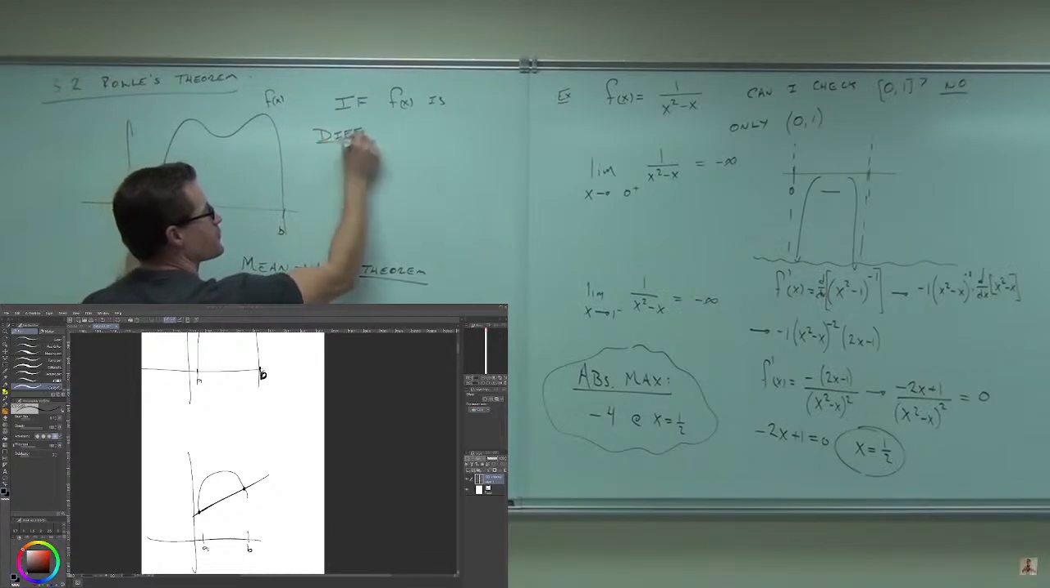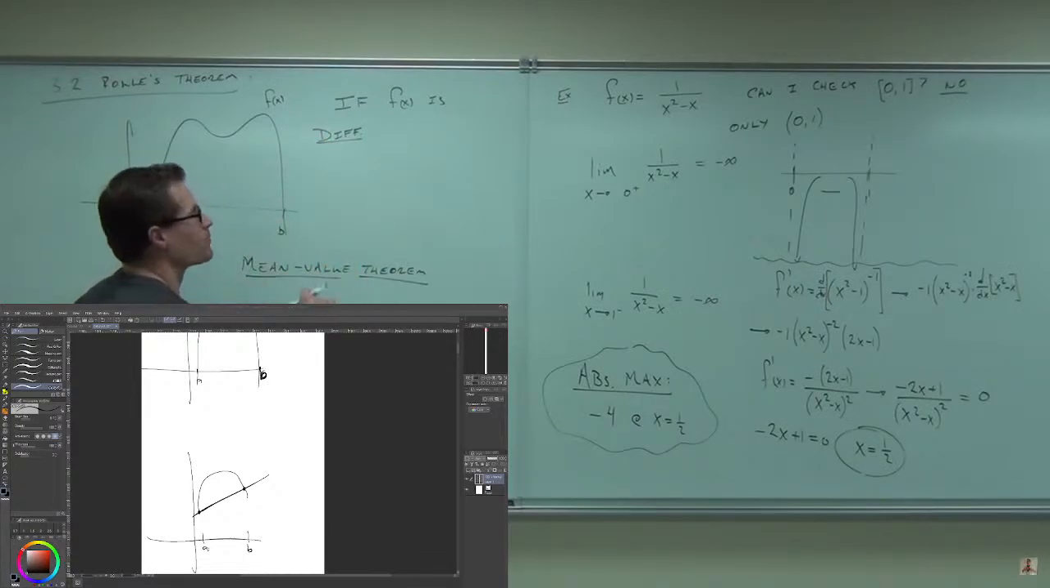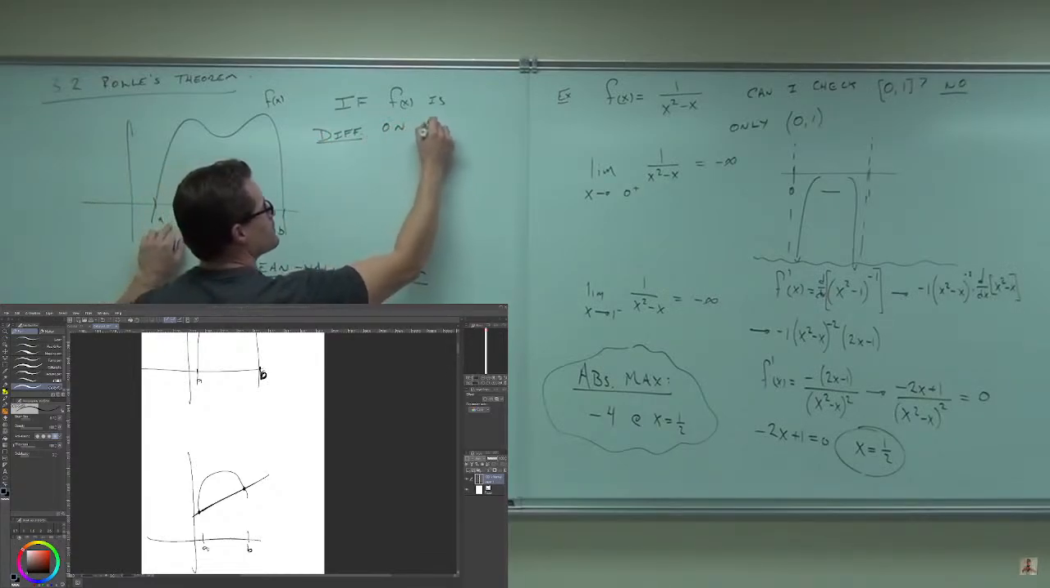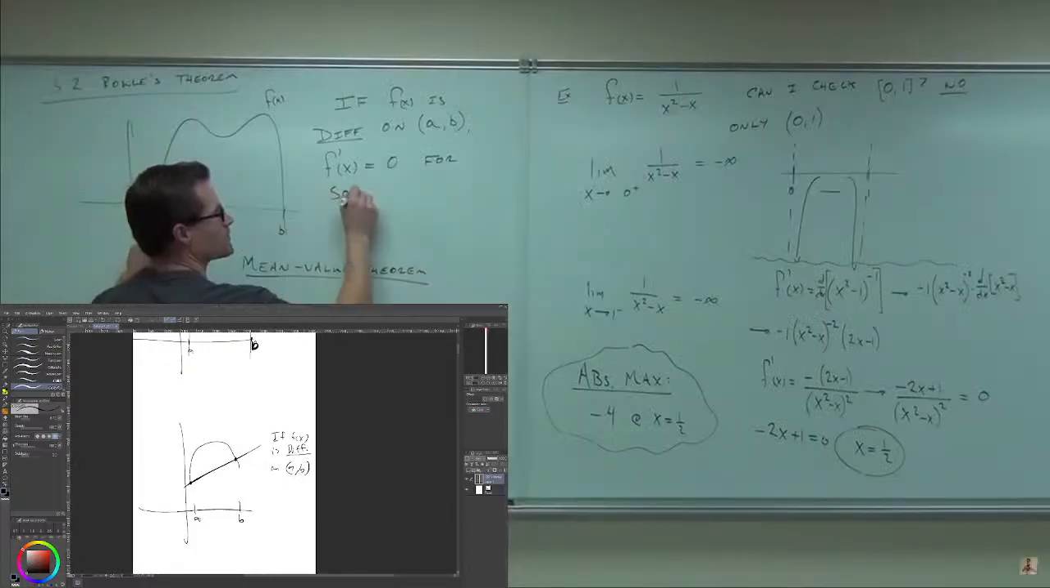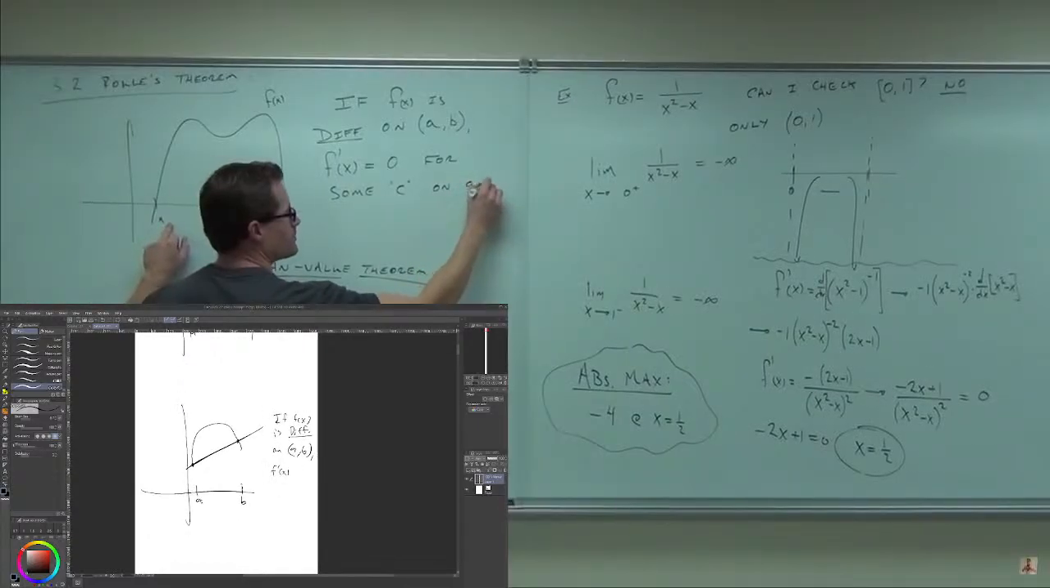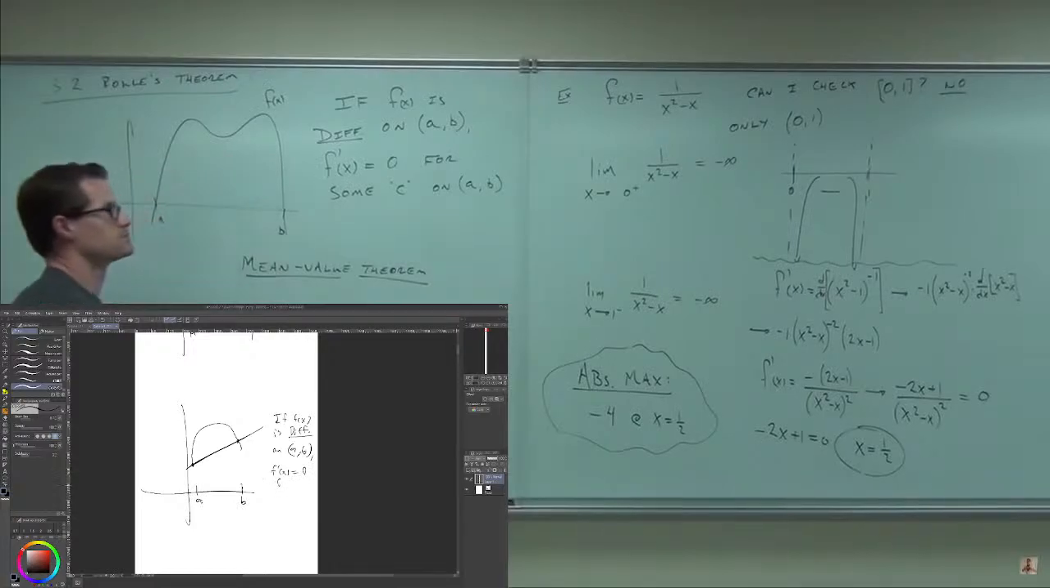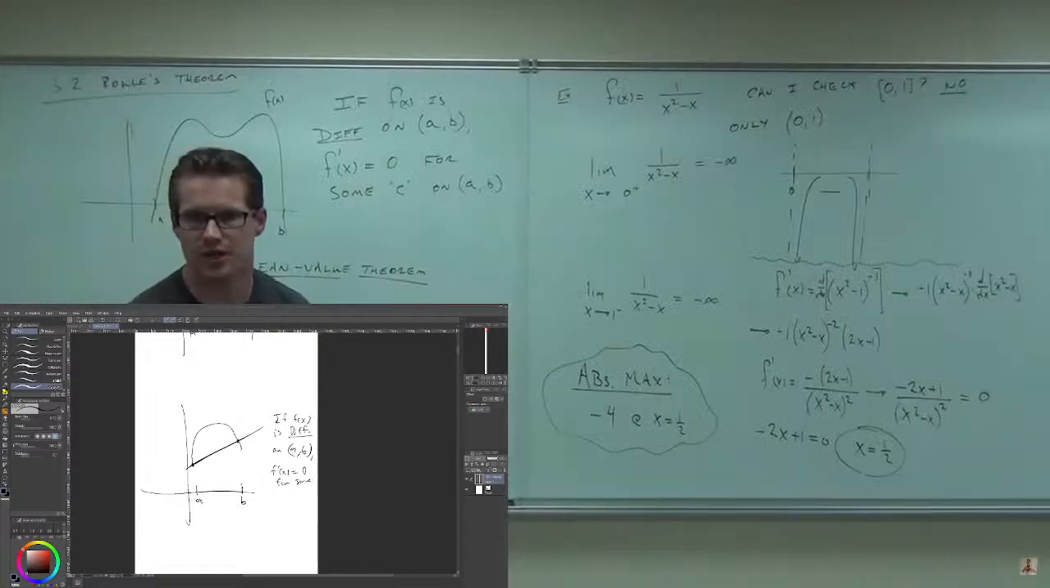If f of x is differentiable, more than continuity, differentiable on AB, f prime of x will equal 0 for some point on AB. That must be true. And that's a fancy way of saying what I just said.